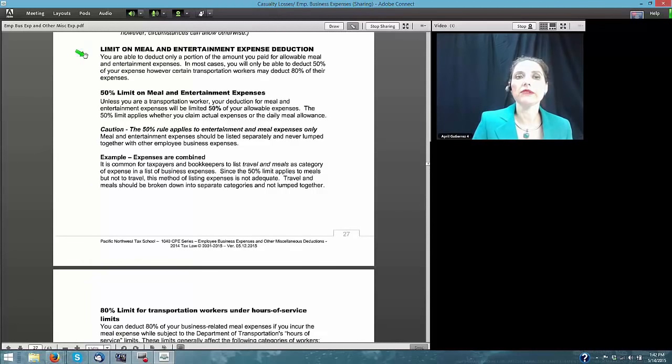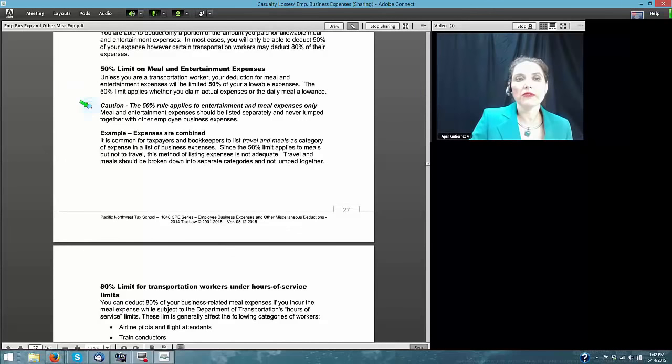Now, there is a limit on meal and entertainment expense deductions. In most cases, the limit is 50% of the expense, but there are certain people who are involved in the transportation industry who can deduct 80% of their expenses. So the 50% limit applies to meal and entertainment expenses only, but if you are a transportation worker, you can claim a higher number.